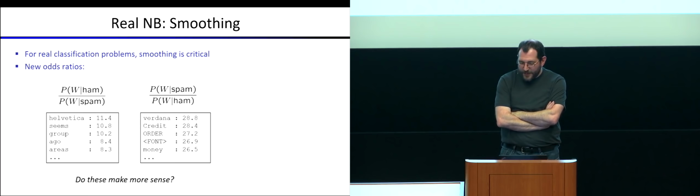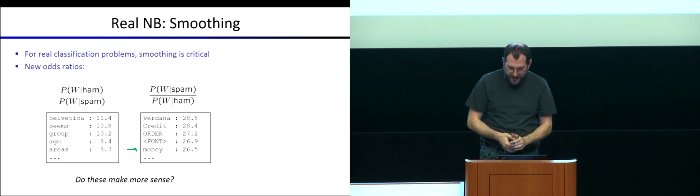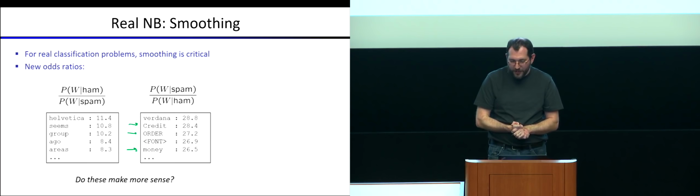Some of these maybe make sense. Like, there it is, money. Free probably in there somewhere. If you see money, that's a good sign that it's spam. Or capital order, or credit, presumably credit card, I don't know. There's some things that indicate ham. This looks like general English text.